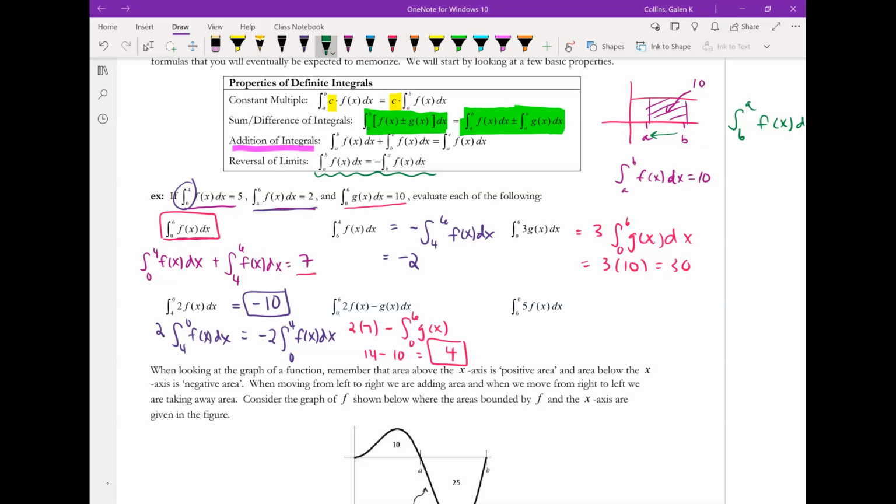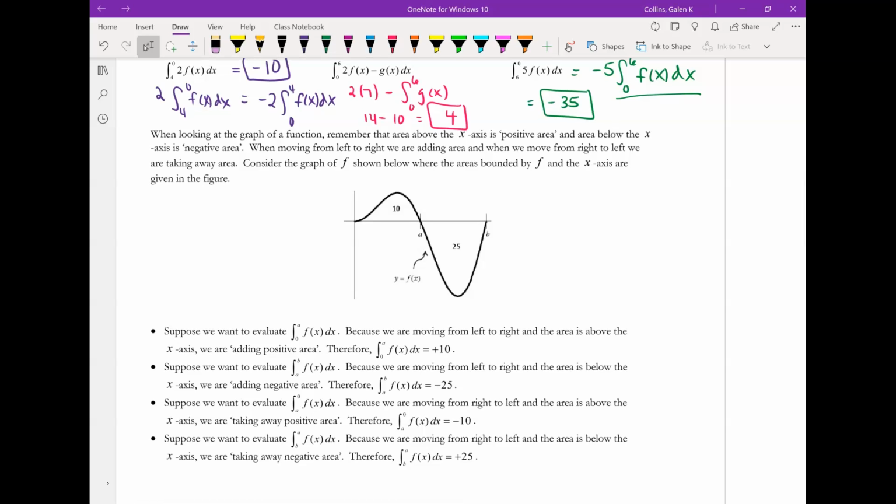All right, and then lastly, we've got a constant multiple and a reversal of limits. So if I pull out the 5, and then if I multiply by a negative, I can change my limits. And since we know from 0 to 6 that the definite integral of f is 7, this is -5 times 7, so -35. Okay, so those properties are fairly straightforward.